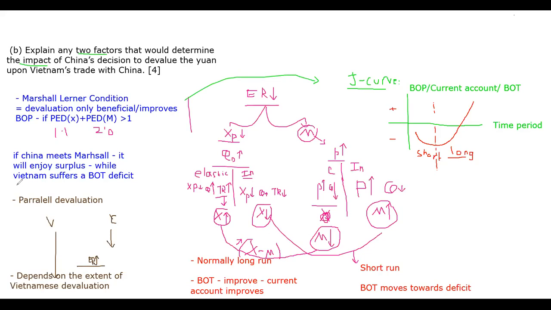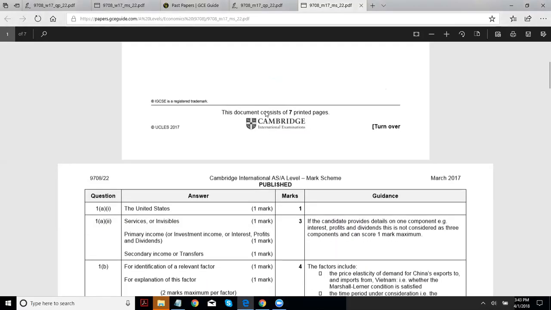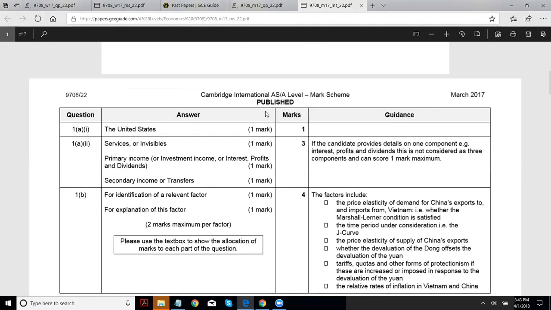Either way, the final link definitely has to be made. So what does the marking scheme say? Probably it's 1 mark for identifying a factor, 1 mark for the development, for the explanation of it. Hence you get 2 marks per factor. But let's still check the marking scheme. Yeah, so for identification of a relevant factor, 1 mark. For explanation of this factor, 1 mark.